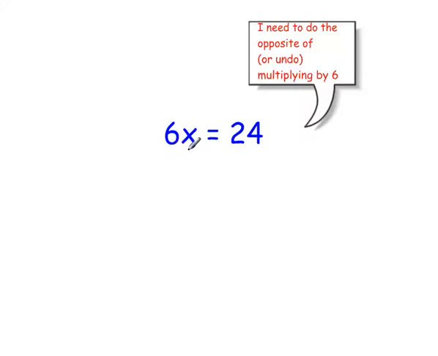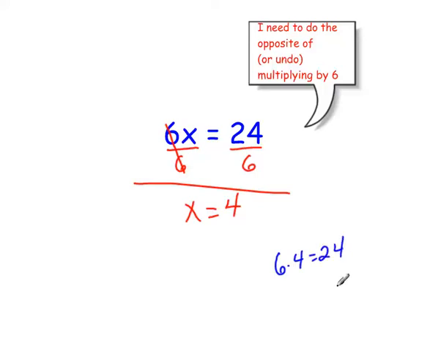All right, so let's look at the final example here. 6x equals 24. That's a multiplication problem, so I need to do the opposite or undo multiplying by 6. So the opposite is to divide by 6. Remember, that's a symbol for dividing. Divide by 6. So my 6's cancel out. So all I'm left with is x equals 4. Okay, I'm going to go back in and check, make sure I'm right. So 6 times 4 equals 24.